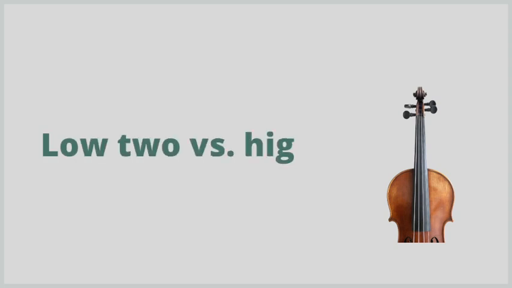All right, so today I'm explaining the difference between low two and high two on the violin. This is a concept that's definitely confusing when you're first getting started, whether you've encountered it in a scale like G major or in a piece. Finger patterns that mix low twos and high twos are super tricky. They certainly aren't going anywhere, so let's go ahead and get into how to tell the difference.